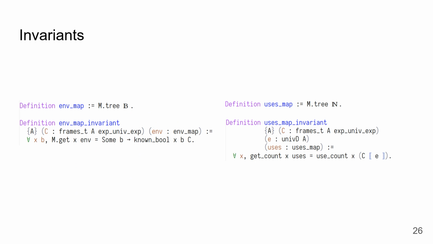Next, the user defines the helper data structures that they would like to use along with their invariants. Here there are two helper data structures: an env map mapping variable names to Boolean literals, with the invariant that every key value pair corresponds to a known let binding in the context, and a uses map mapping variable names to natural numbers, with the invariant that getting a use count from the uses map gives back the number of times that variable is used in the expression being optimized.